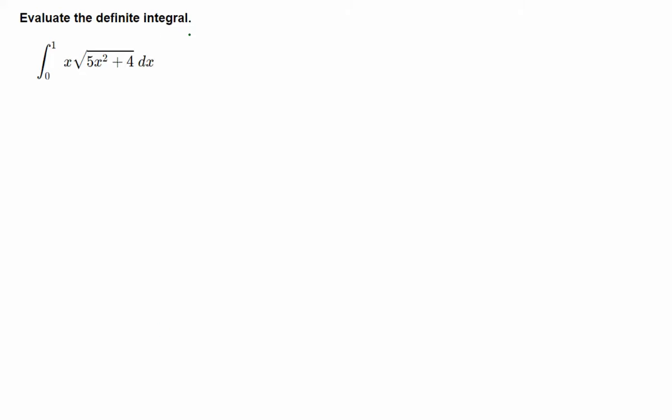Evaluate the definite integration of x times square root of 5x squared plus 4 with respect to x from 0 to 1. So this is a product of two functions and there is no product rule, and we have something inside, so inside function, so we need to go for the method of substitution.